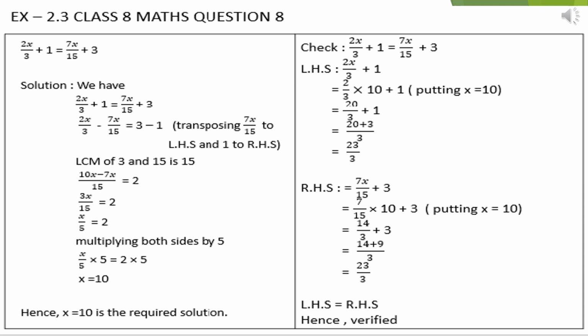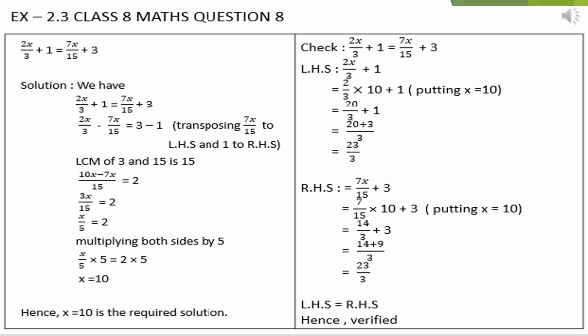Now, for solving the fraction, firstly, we will take the LCM. LCM of 3 and 15 is 15. Now, after taking the LCM, we will solve this fraction as you solved in your previous class. After solving, we will get 3x/15 = 2. Now we will solve 3x/15. After solving, we will get x/5 = 2. Now we will multiply both sides by 5. After multiplication, we will get x/5 multiplied by 5 = 2 multiplied by 5, that is x = 10. Hence, x = 10 is the required solution.